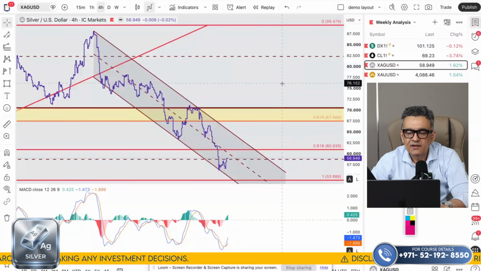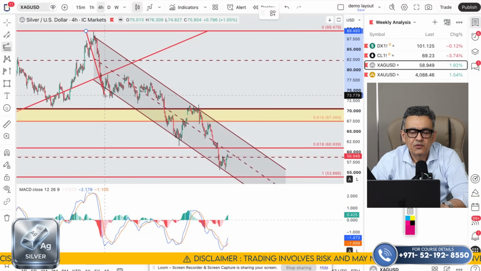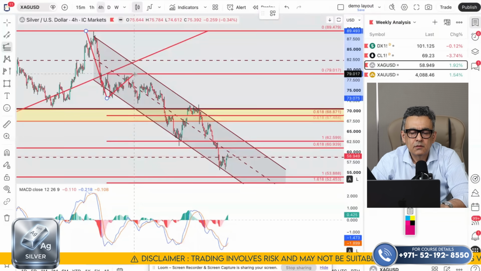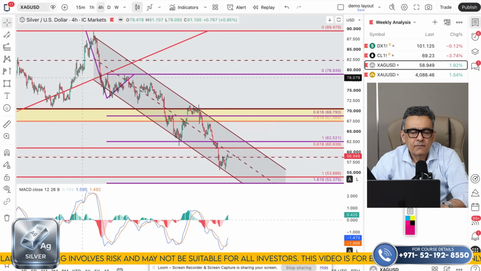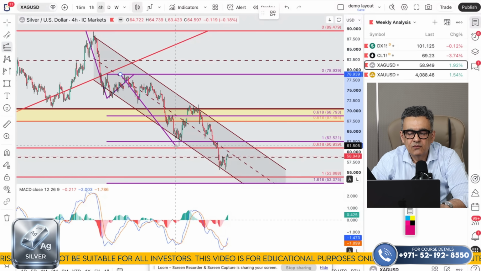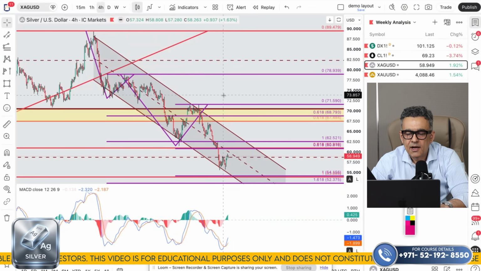Now we can apply extensions within this downward channel on the lower time frame, that is 4H. So let's add our first bearish extension here. Let's use a different color. And now I'll be adding my extension on the next move within the downward channel here. Added.